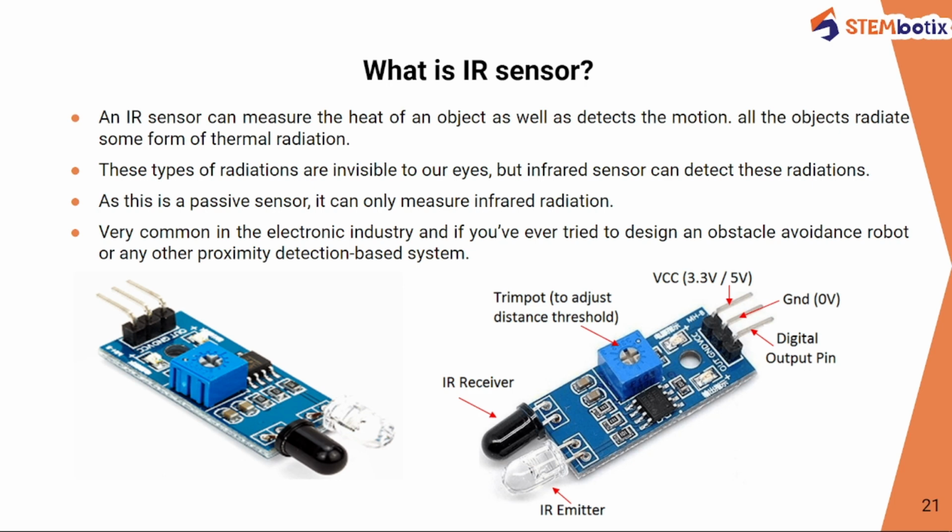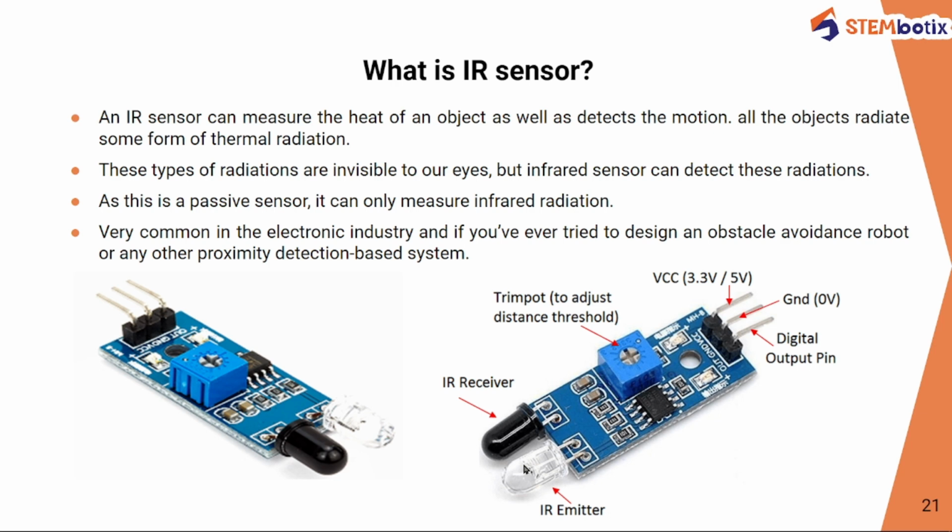Usually in the infrared spectrum, all objects radiate some form of thermal radiation. This type of radiation is invisible to our eyes, but the infrared sensor can detect it. Here you can see the module of this IR sensor, a typical IR sensor. It has 3 different pins, 2 different LEDs, and a trim pot which is used to adjust the distance threshold. Here this is one module which is the IR receiver, and the other module is the IR emitter.